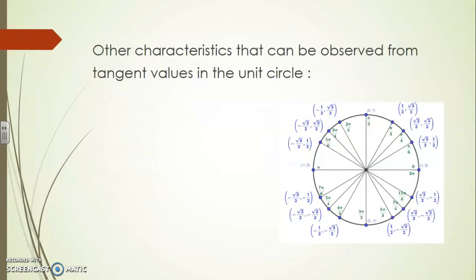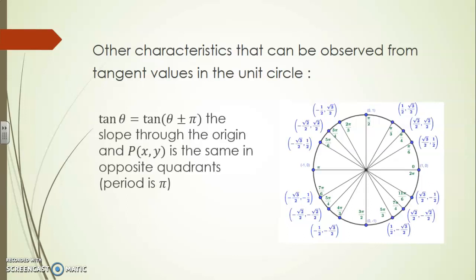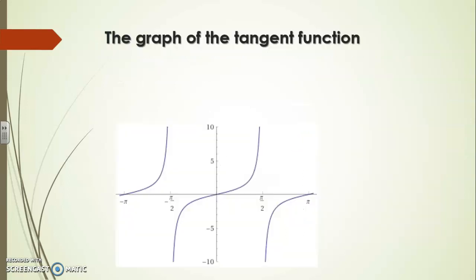Here are some other characteristics that can be observed about tangent values. Tan of theta is repetitive every pi radians. So the slope through the origin and through P is the same in opposite quadrants. So notice here how at a given angle or at its angle 180 degrees or pi radians later, the slope is the same. Here's the graph of the tangent function.